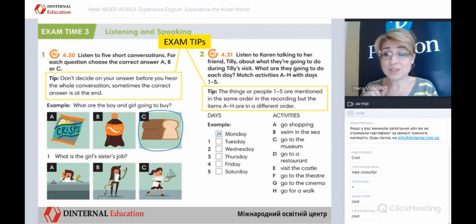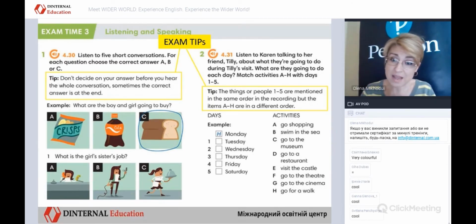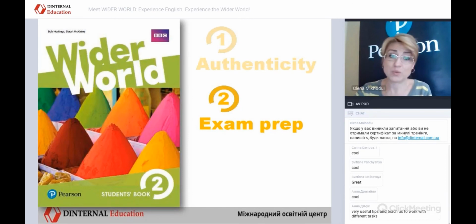Very simple and easy to remember. Have a look, just the first one. Don't decide on your answer before you hear the whole conversation. Sometimes the correct answer is at the end. It's very simple, easy, and it's true because I know there are course books which contain exam tips, but it's impossible to understand them, and sometimes they're not applicable at all. You read them and you forget them the next moment. So here all exam tips are very easy to remember and student friendly, and that's again what I like about Wider World.